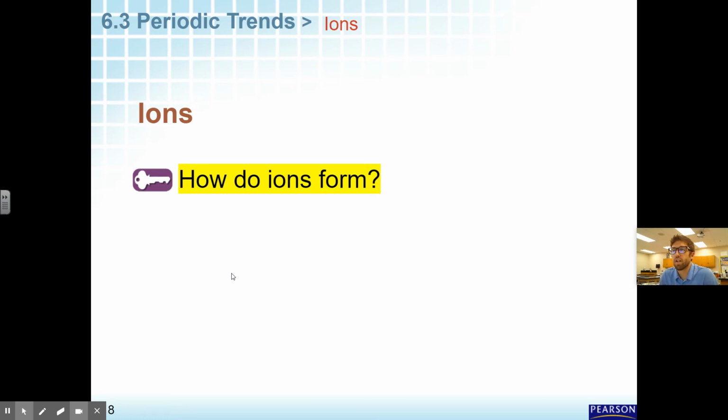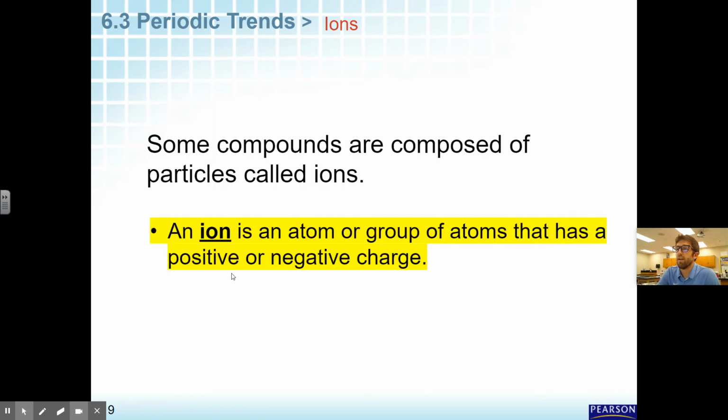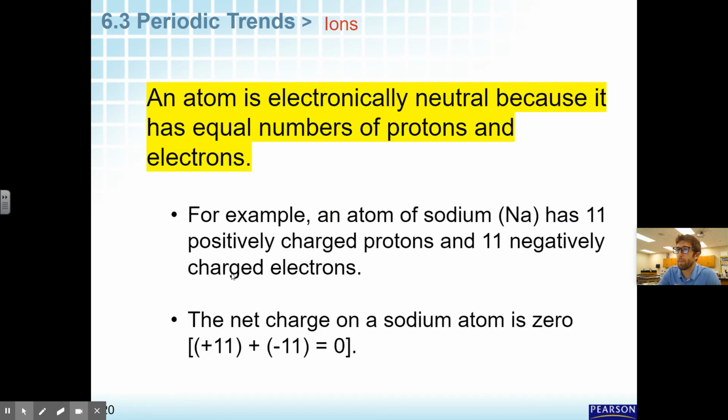The next part talks about how ions form. And this is going to be very important to understand because our next unit that we will cover deals with ionic compounds. So it's important to know how ions form and what ions are. So we've talked about specifically only atoms this school year, but an ion is an atom or group of atoms that has a positive or negative charge. Okay, simple definition: an ion is a charged particle. An atom is a neutral particle. Okay. So an atom is electrically neutral because it has equal numbers of protons and electrons. And we know that and we've used that. Right.